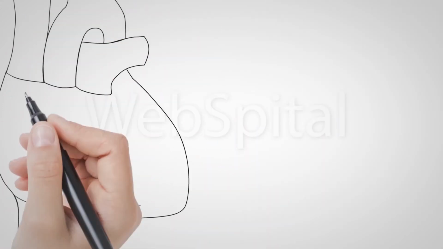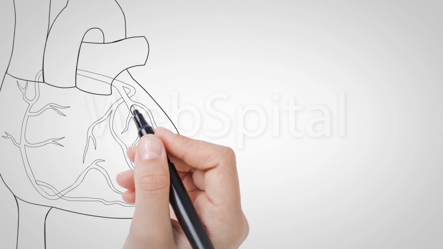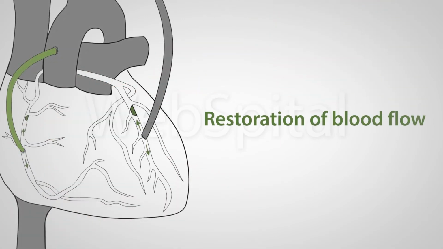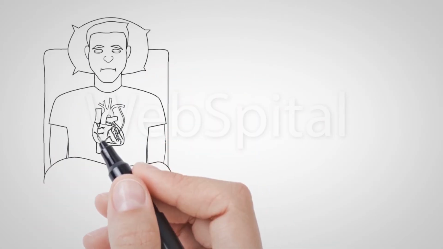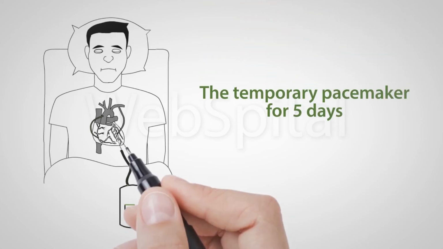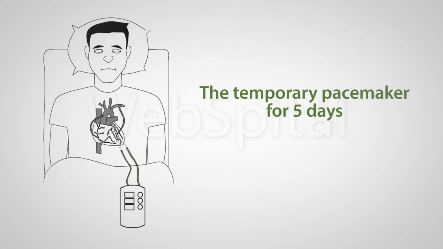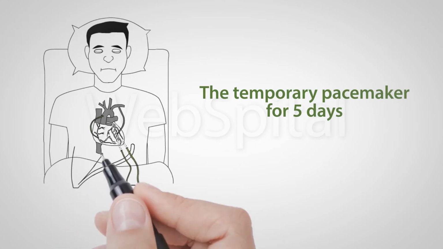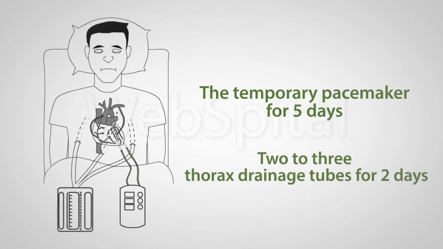Despite the complexity of the disease, portions of the coronary arteries are bypassed for the systemic circulation and the blood flow is restored. After the bypass is performed, the electrodes of the temporary external pacemaker are sewn to the heart and 2 or 3 thoracic drainage tubes are inserted into the chest. The thorax drainage tubes are removed on the 2nd day after surgery and the pacemaker cable on the 5th day.